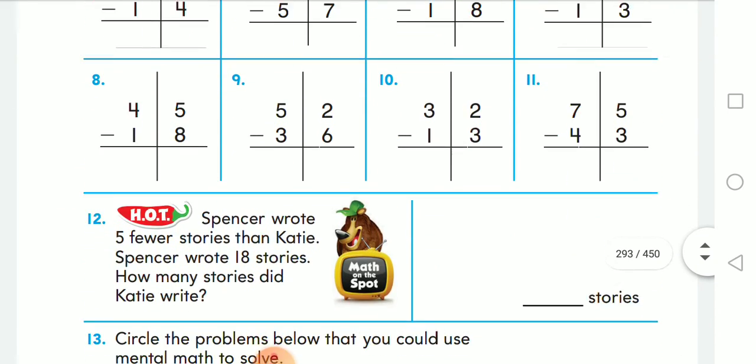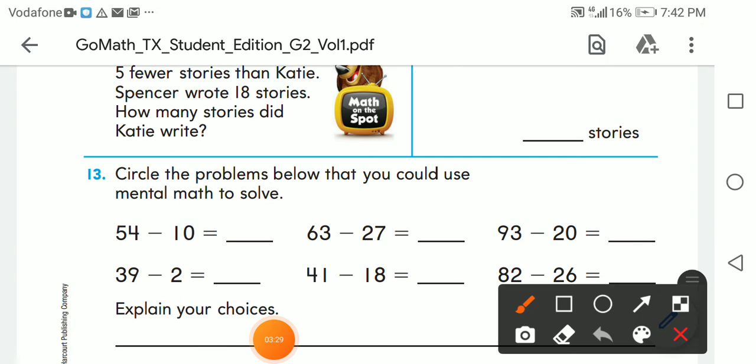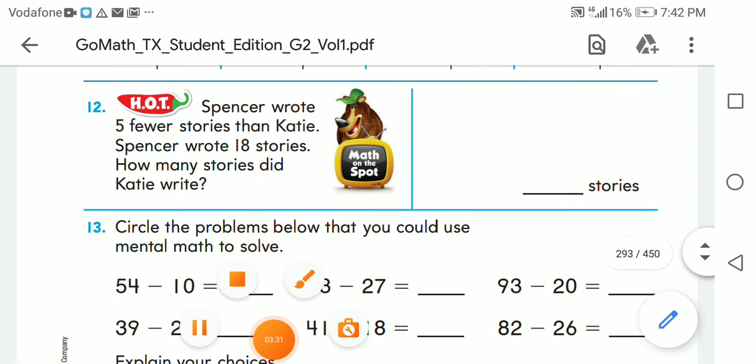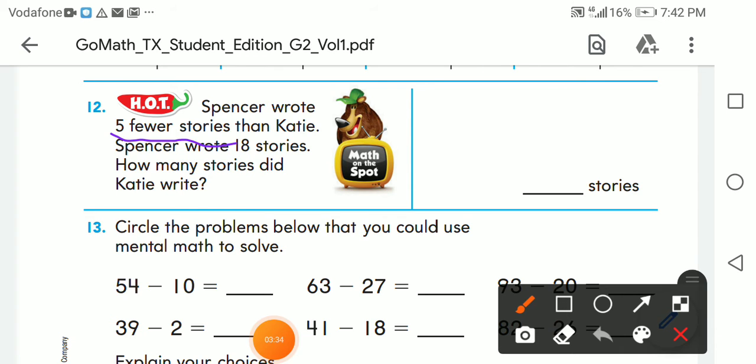Let's have some practice with a word problem, guys. Spencer wrote 5 fewer stories than Katie. Fewer. Remember the word fewer. So I'm going to subtract. Fewer is a key word for subtraction.